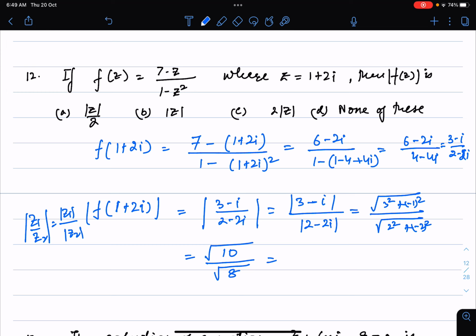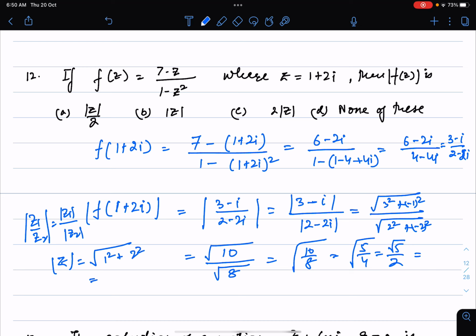So this becomes 10 upon 8, so this is 5 upon 4. This is root 5 upon 2. And option A is correct. Why? Mod z, z is equal to 1 plus 2 iota, so mod z is root of 1 square plus 2 square, that is root 5. So mod z upon 2 is the correct option, A option. A is the correct option.